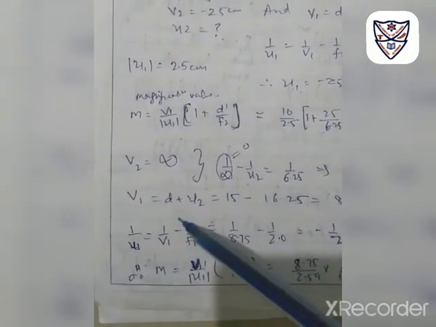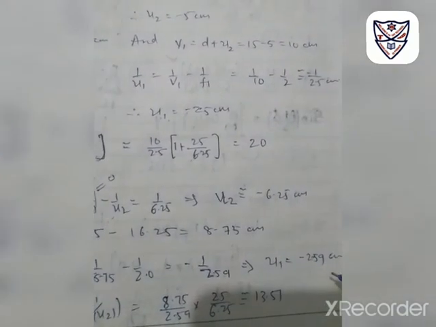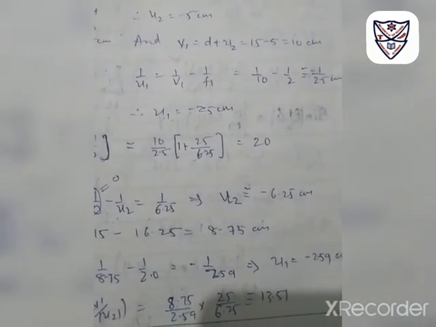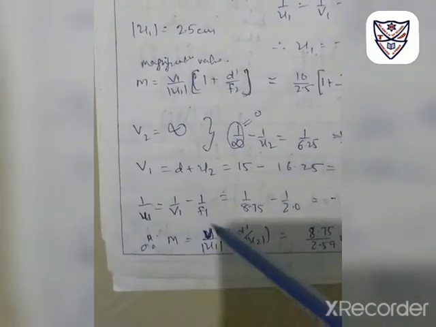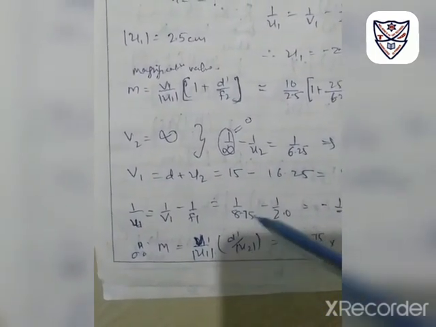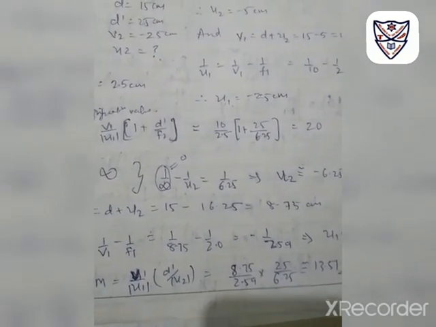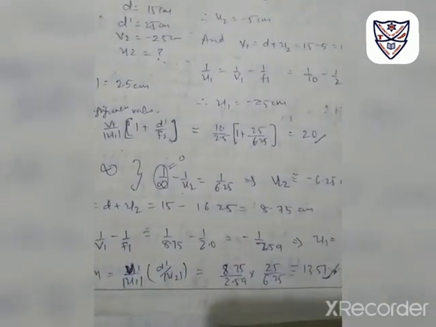After that again use the mirror formula for getting the image adjustment. You will get your value of u1 as minus 2.59 centimeter. Finally you will get the magnification value using the same formula you did here, v upon mod of u, d upon u2. So place the values, you will get the magnification. Okay, simple. See this one and this one, two magnification values you are getting here.